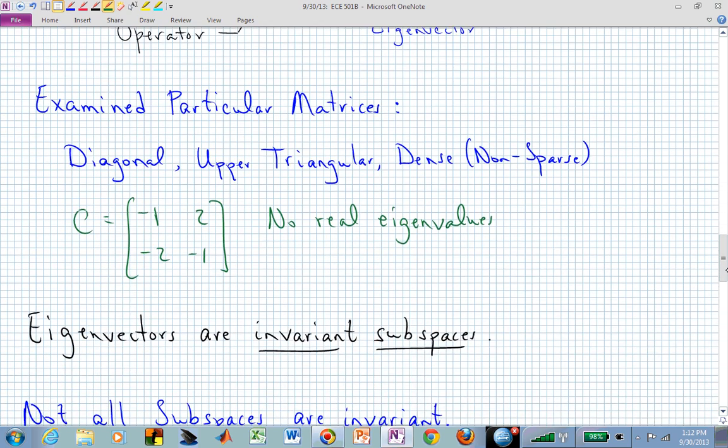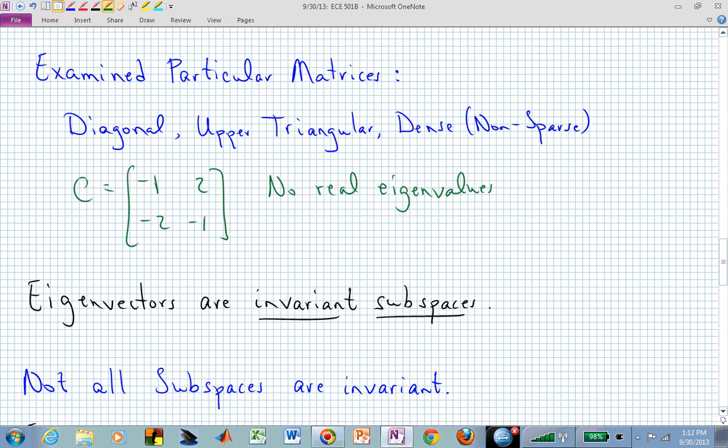Quickly then reminding ourselves what happened last time. We examined several 2x2 matrices. We looked at a diagonal matrix. The eigenvalues were right there on the diagonal. We looked at an upper triangular matrix. Those real diagonal entries were also the eigenvalues. We looked at a dense or a non-sparse matrix that had a couple of real eigenvalues. And then we looked at this matrix C that has a special structure, but we're not guaranteed that a real entried matrix will have real eigenvalues.